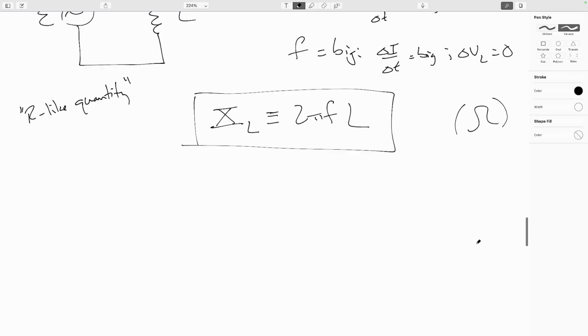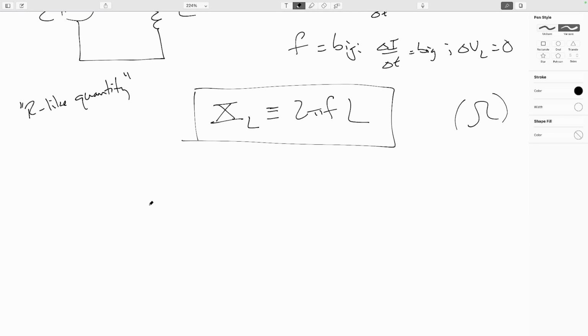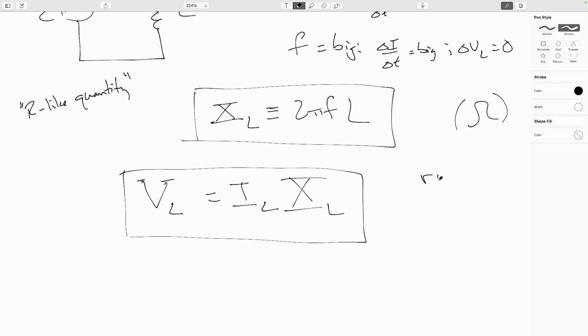So again, in analogy to what we did with capacitive reactance, we can say that both the RMS and peak voltages across the inductor will be equal to the corresponding RMS or peak current through the inductor times the inductive reactance. So this will work for RMS or peak. There is, again, a 90-degree phase difference for the instantaneous value. So let's go ahead and start to think about that for a hot second.